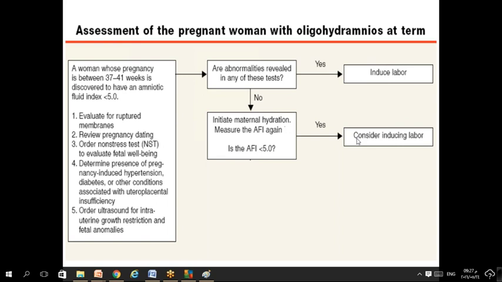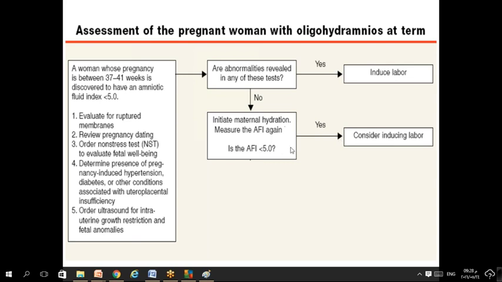If full term, you can induce labor, we can terminate the pregnancy. Full term is actually a point of controversy, especially if you didn't find any cause. But you need to do a proper assessment. Exclude rupture of membranes, exclude IUGR, exclude congenital malformations. Ensure fetal well-being. Okay. See if the fetal kicks are satisfactory or not. Okay. And at the end of the day, if you don't find any cause, you can repeat your assessment again.